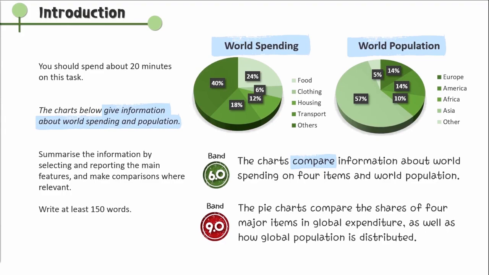The pie charts compare the shares of 4 major items in global expenditure, as well as how global population is distributed. The band 9 introduction specifically mentioned what kind of chart is given: the shares of 4 major items in global expenditure instead of world spending on 4 items. Additionally, instead of just simply mentioning world population, "as well as how global population is distributed" is better as it also mentions the distribution. Now, looking at these 2 examples, you will notice the difference in length and language used. Also, the second successfully paraphrased the given heading.